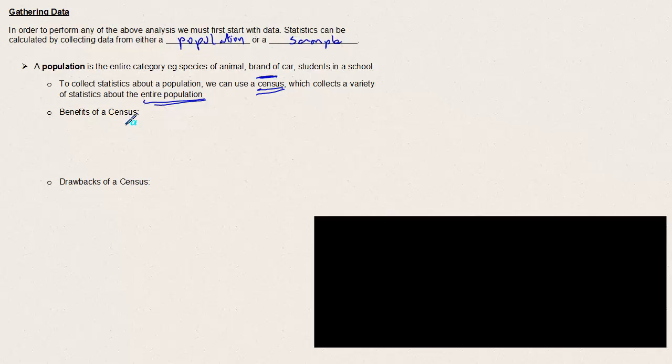Benefits of a census. Well, it should be accurate because we're taking statistics about the entire population, and that's probably the main benefit. It should be accurate. Drawbacks of a census. It can be time consuming, and because you're taking information about the entire population, it can be a very costly exercise.